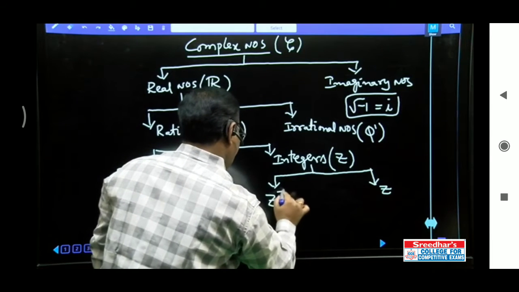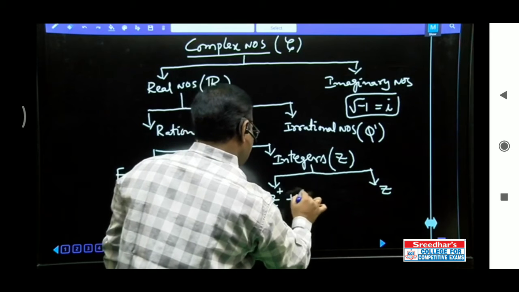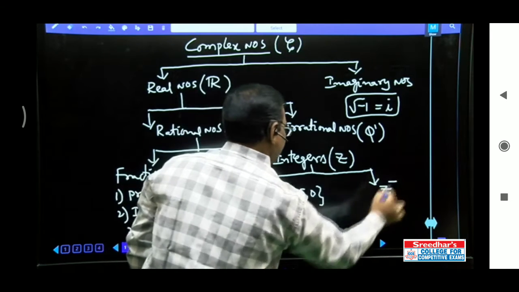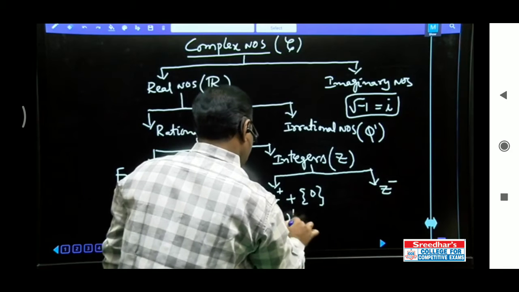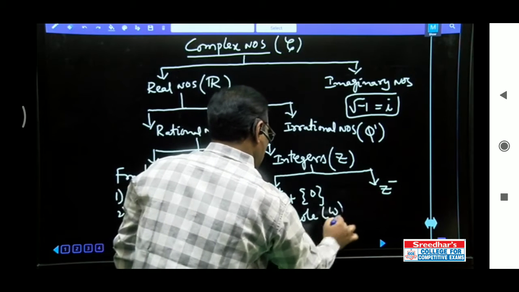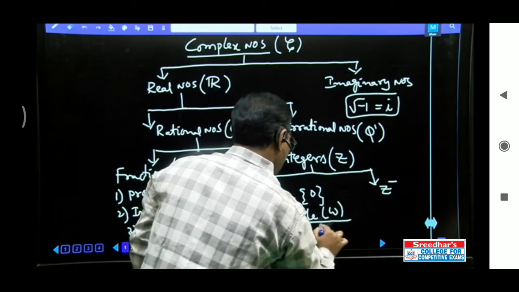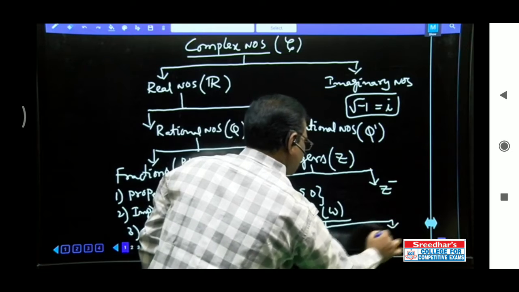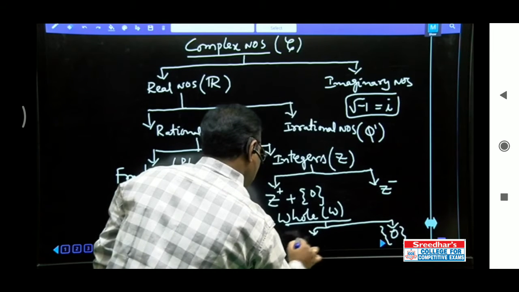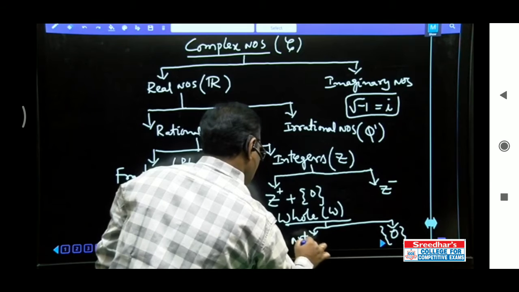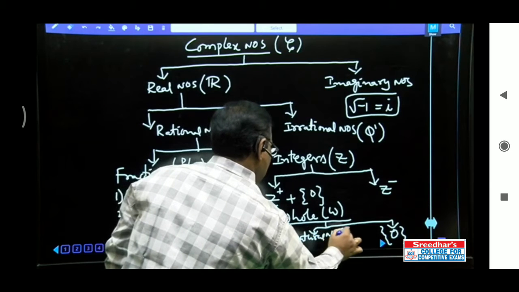It is Z minus, negative integers. Positive integers plus singleton 0 is the set of whole numbers, W. The set of whole numbers is further divided into singleton 0 and Z plus, the positive integers, that is natural numbers, capital N.